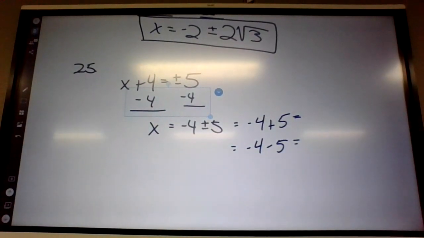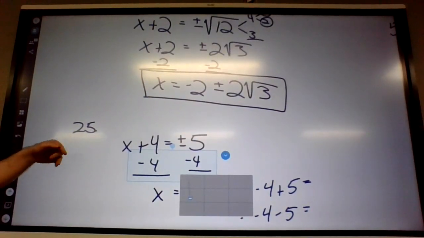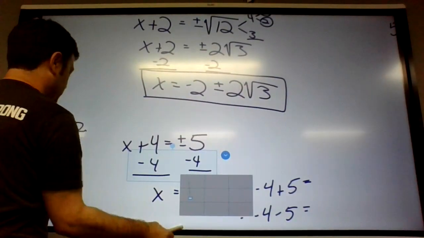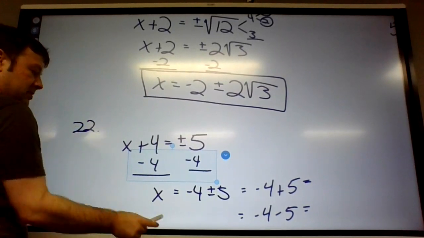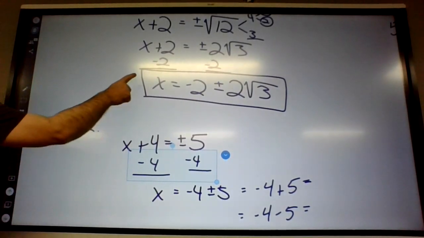Is that one above us 21 or 22? Did I write the wrong number down here? What number was that? 22. You're at 25. This was 21.